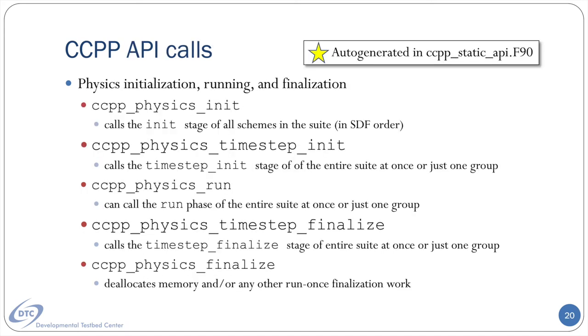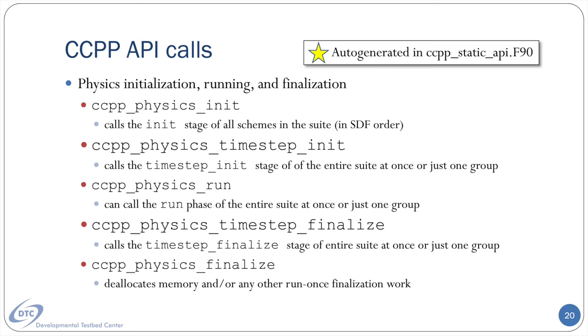Next, let's talk about how CCPP physics are actually used within the host application. During the build process, the CCPP framework auto-generates an API for the host application to use, consisting of the calls on this slide. Note that all of these calls are suite-dependent, that is, they take a suite name and/or group name as arguments. The auto-generated file is called ccpp_static_api.f90, and its placement in the source directory structure is controlled via the CCPP framework configuration. All calls correspond to using the five phases of physics execution.